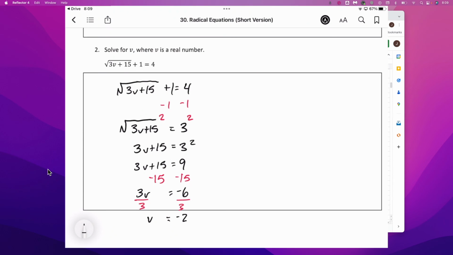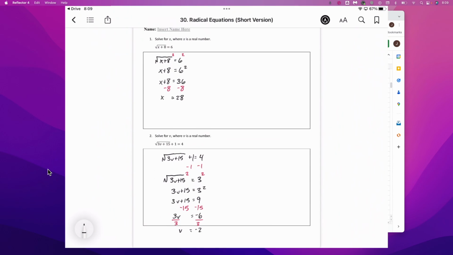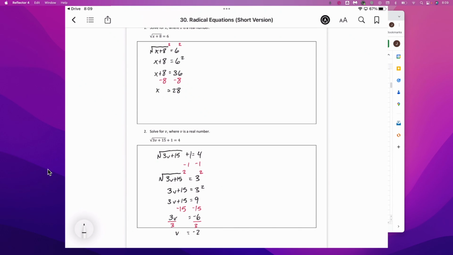Okay. And if we were to put negative 2 back into our equation, we would get square root of 9 is what would end up being in the square root symbol, plus 1. So the square root of 9 is 3, plus 1 is 4. That would be a true statement. So that does work. I'll leave this here for you, and I'll be back with the next video.